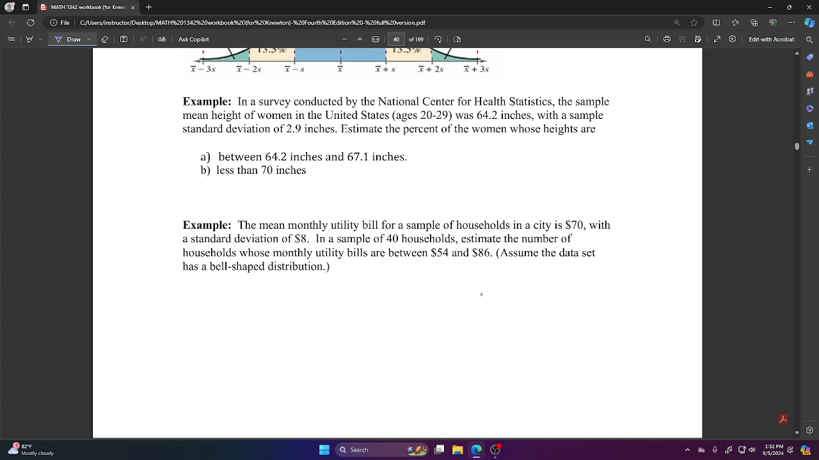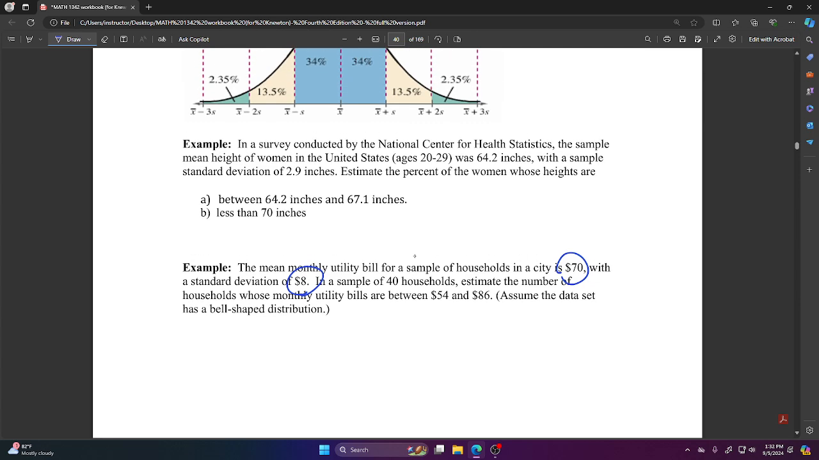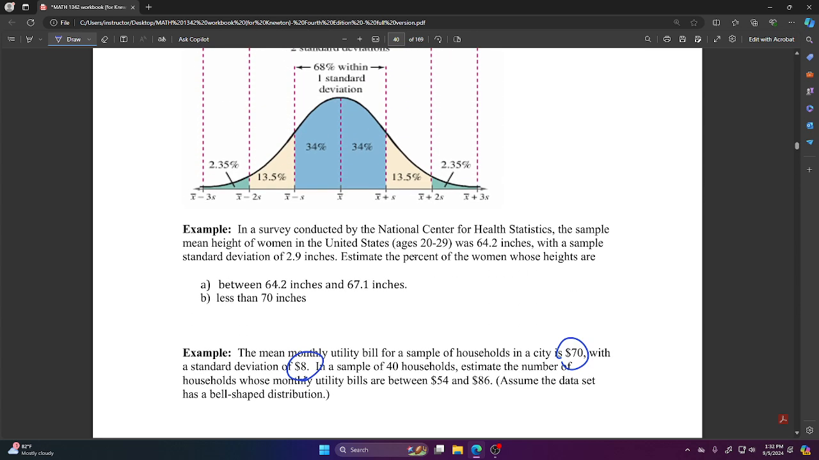So a mean monthly utility bill of a city is $70 with a standard deviation of 8. Those are important numbers, and they're wanting to know how many are between this and that, right? So I'm going to go back up to the bell curve, and I'm going to put these numbers in. We got a 70, and then I'm supposed to minus 8, and I'm also supposed to plus 8, because that's that standard deviation distance thing. What would I get right here?